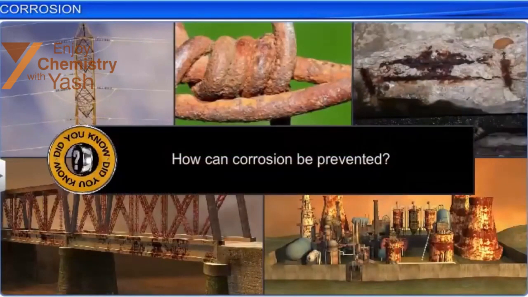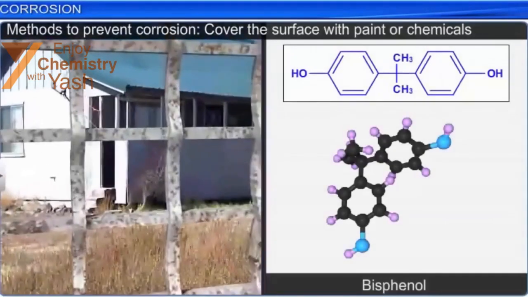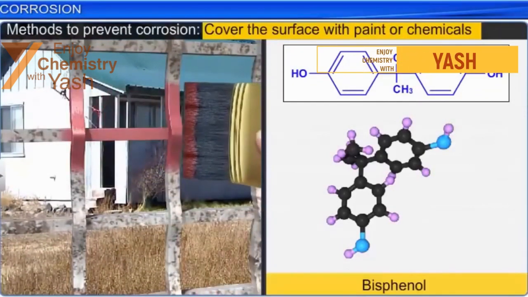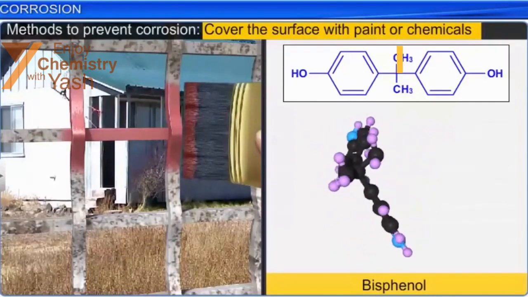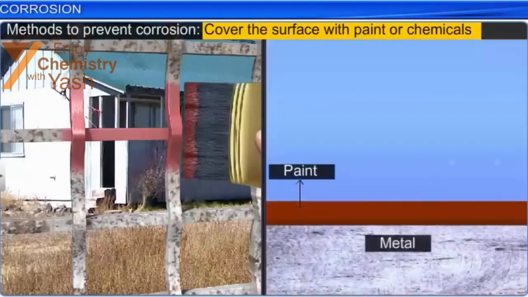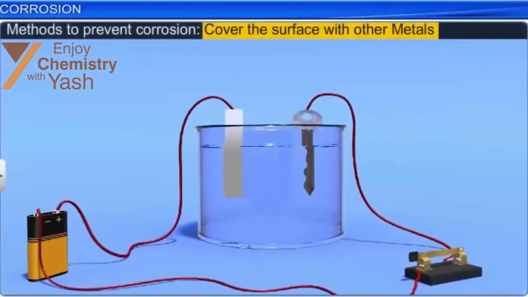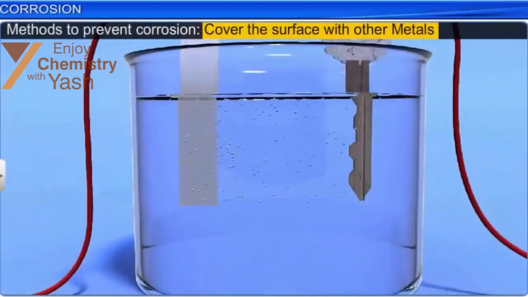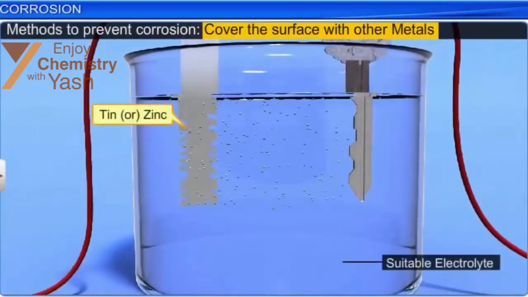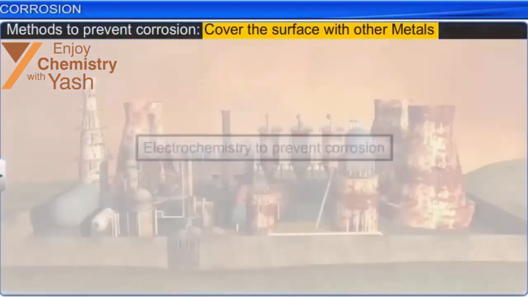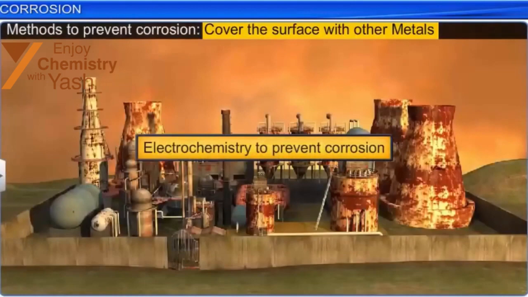How can corrosion be prevented? One way is to cover the surface with paint or some chemicals like bisphenol. This creates a physical barrier that protects the metal. A second alternative is to cover the surface with other metals, such as tin or zinc. Like paint, this prevents oxygen and water from reaching the metal surface. We can also use electrochemistry to prevent corrosion.